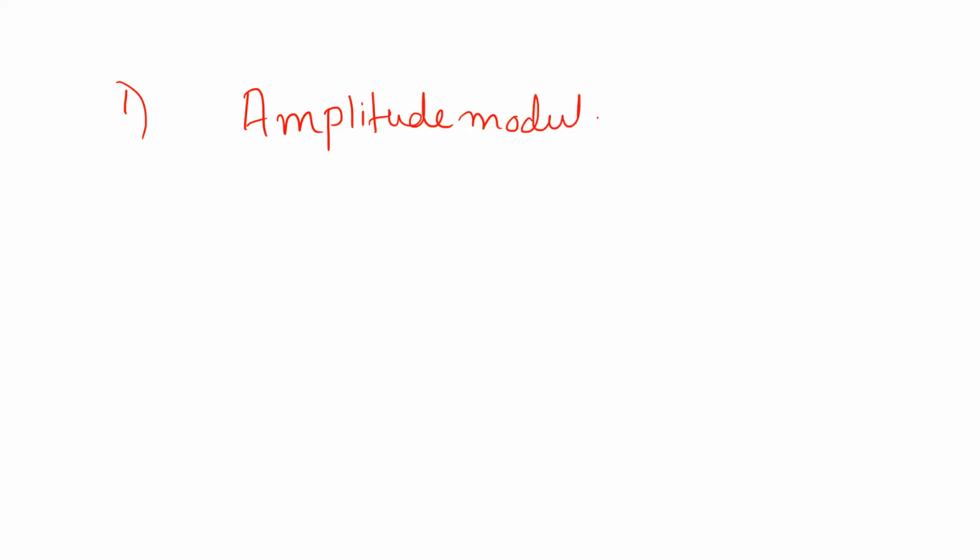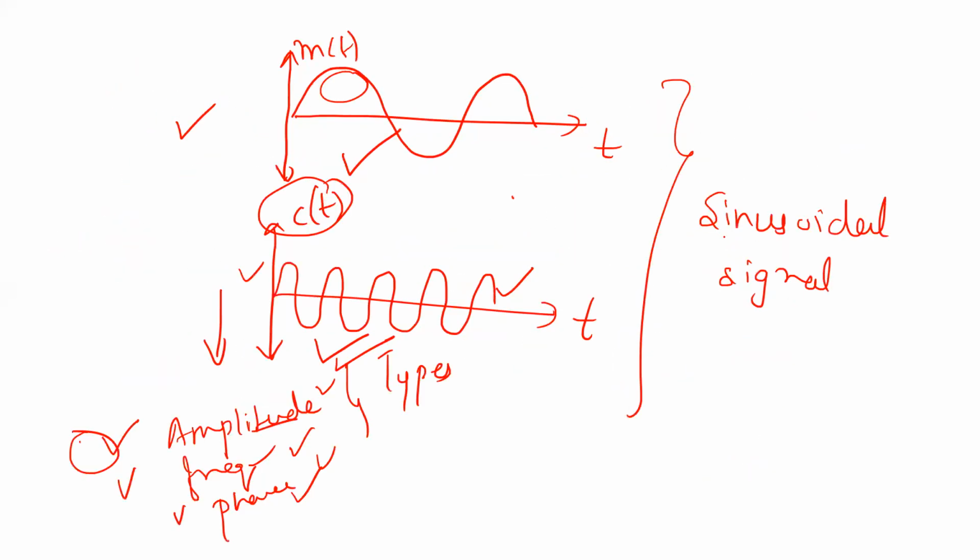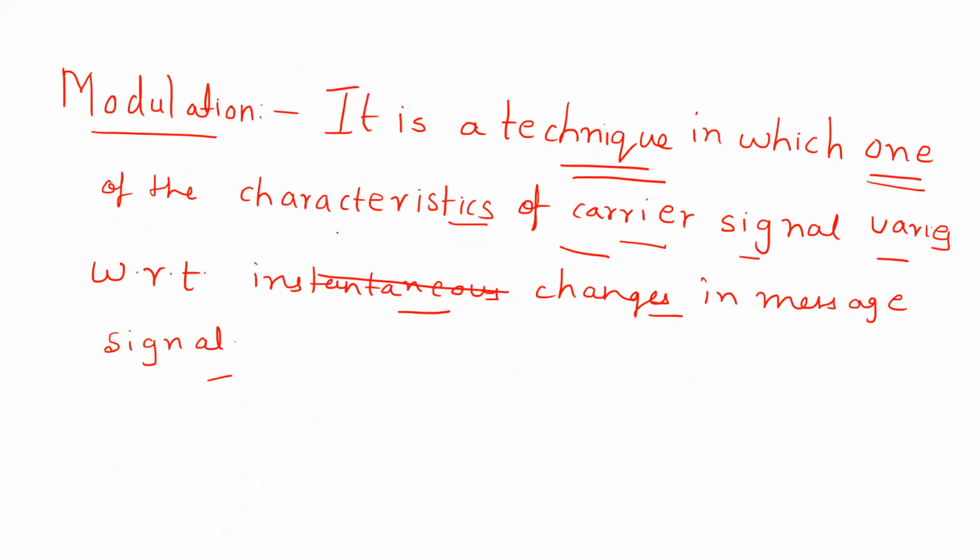Okay. So I believe if you know the basic definition of modulation, you can automatically create the definition of amplitude modulation. What can you say? It is a technique in which the amplitude. If you remember what was the definition of modulation, one of the characteristics, right?